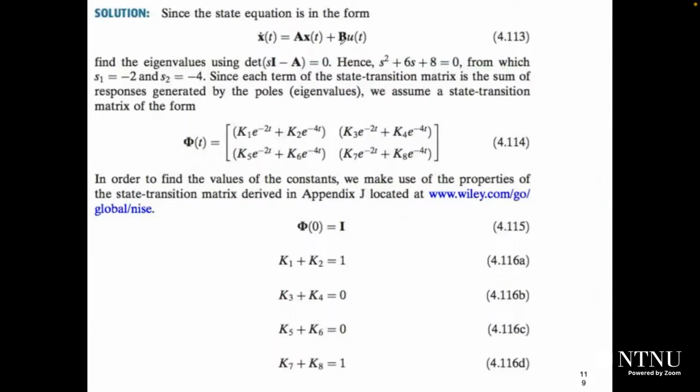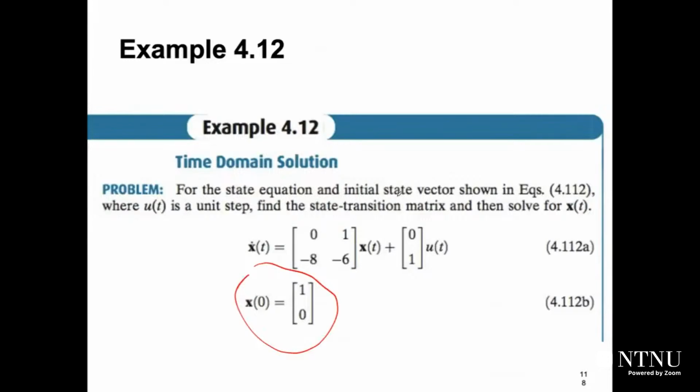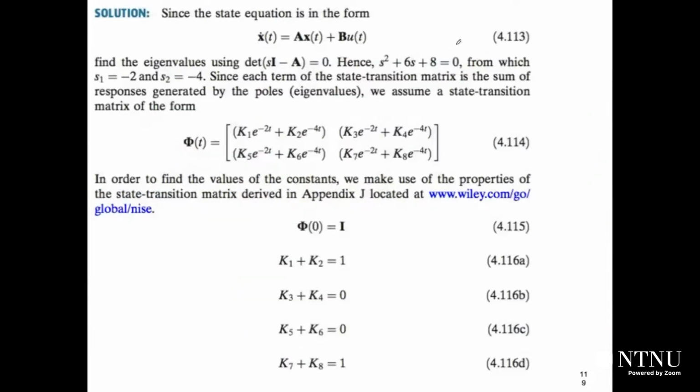First we need to find the eigenvalues by finding the determinant of sI minus A, which will be s squared plus 6s plus 8 equals 0. So this one will be (s plus 2) multiplied by (s plus 4) equal 0. So we'll have an eigenvalue at minus 2 and another eigenvalue at minus 4. We have those eigenvalues, so we will have those exponential terms.